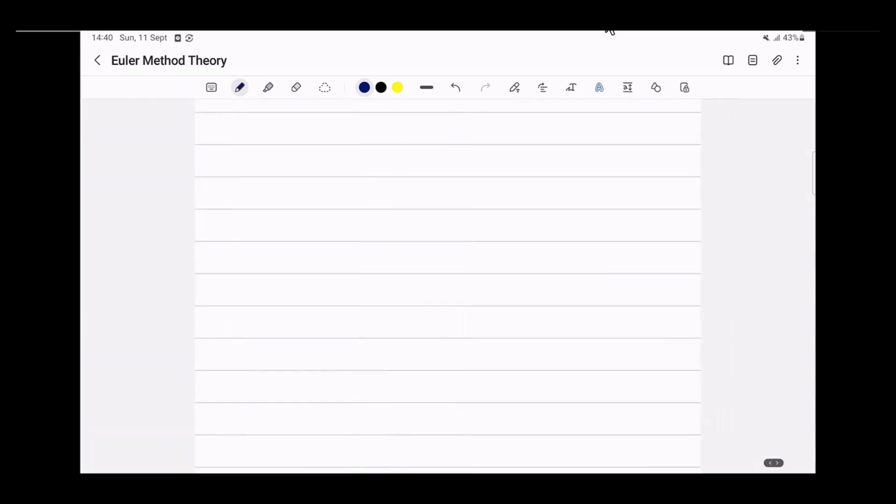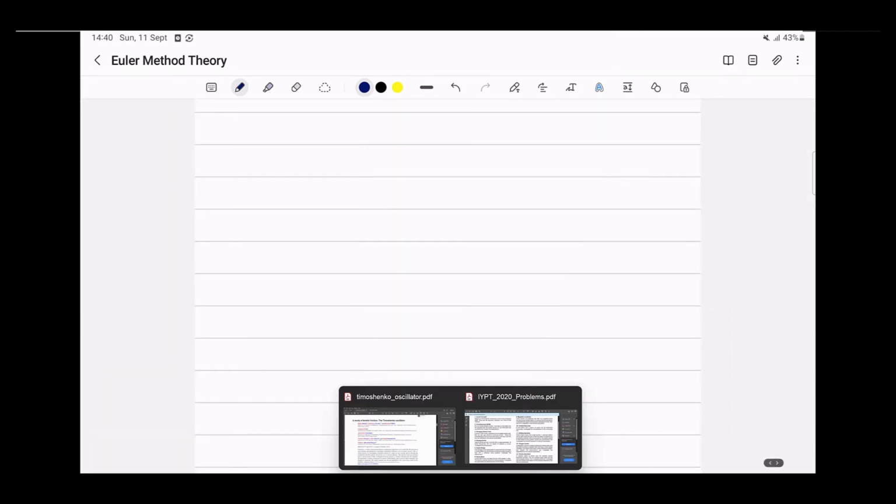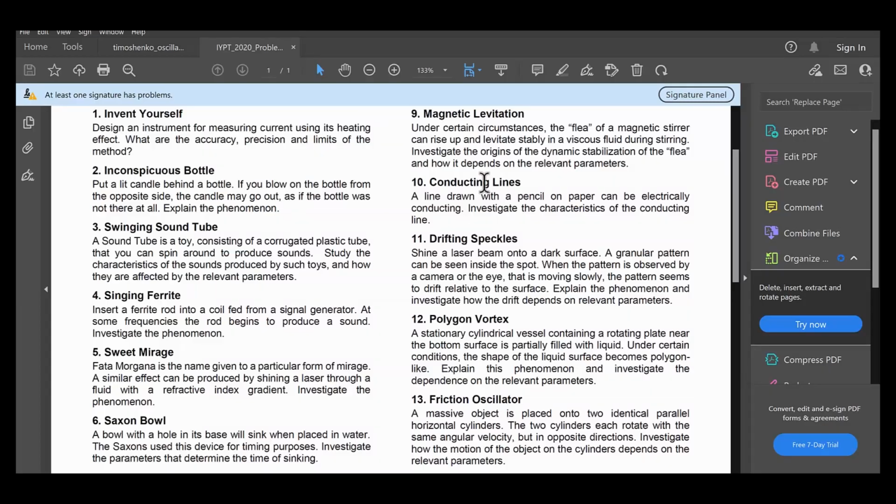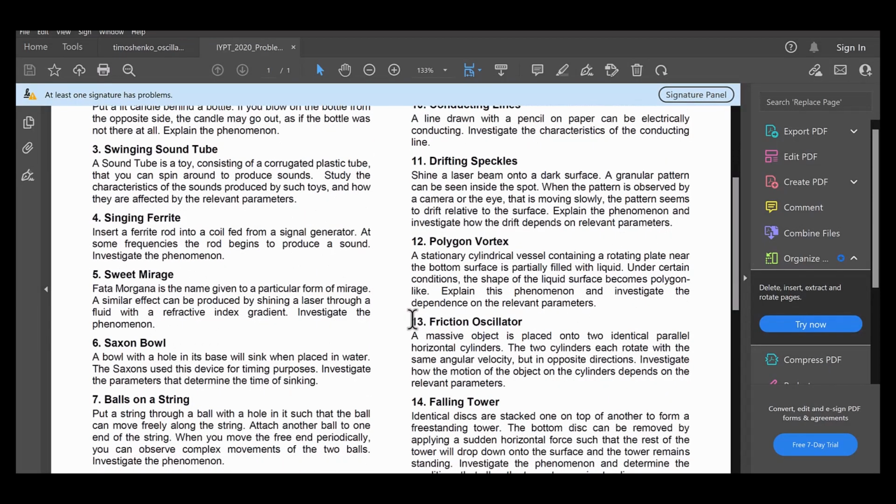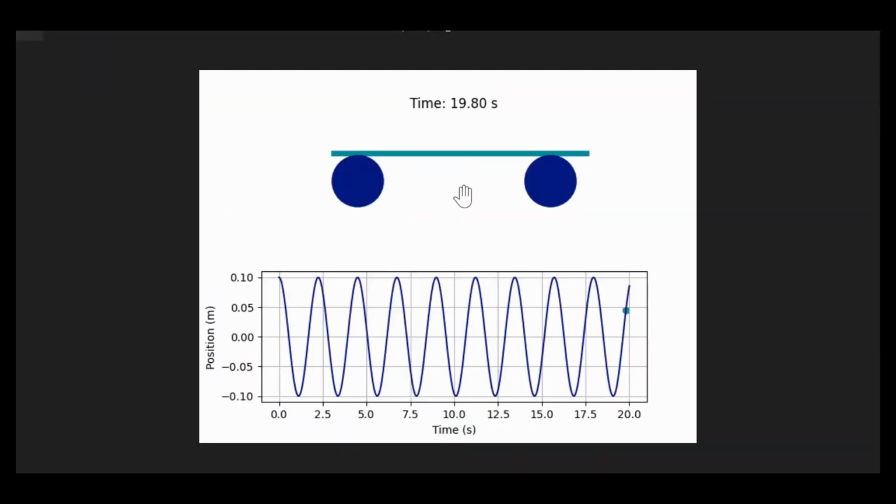Now let's go through an actual IYPT problem. So let's go to IYPT 2020, problem number 13. So this is the friction oscillator. So in this problem, we have a rod and two cylinders, and this one is turning clockwise, and this one is turning counterclockwise. And as a result of these rotations, you'd have a weird motion, a linear motion for the rod that is basically oscillating on top of.